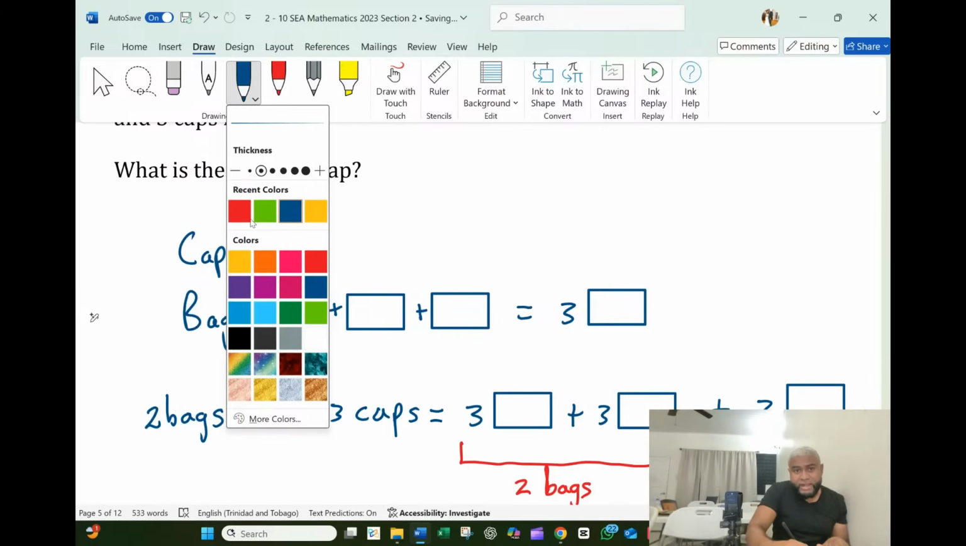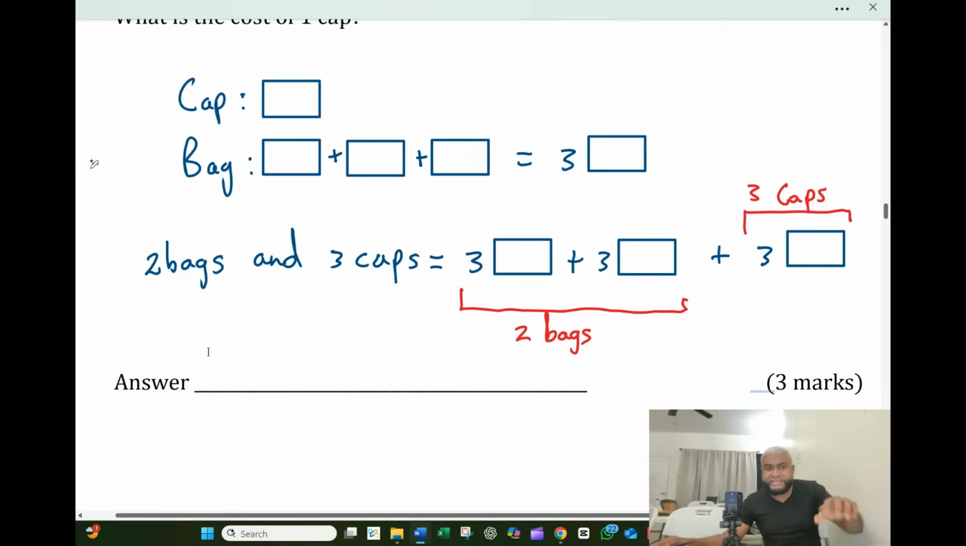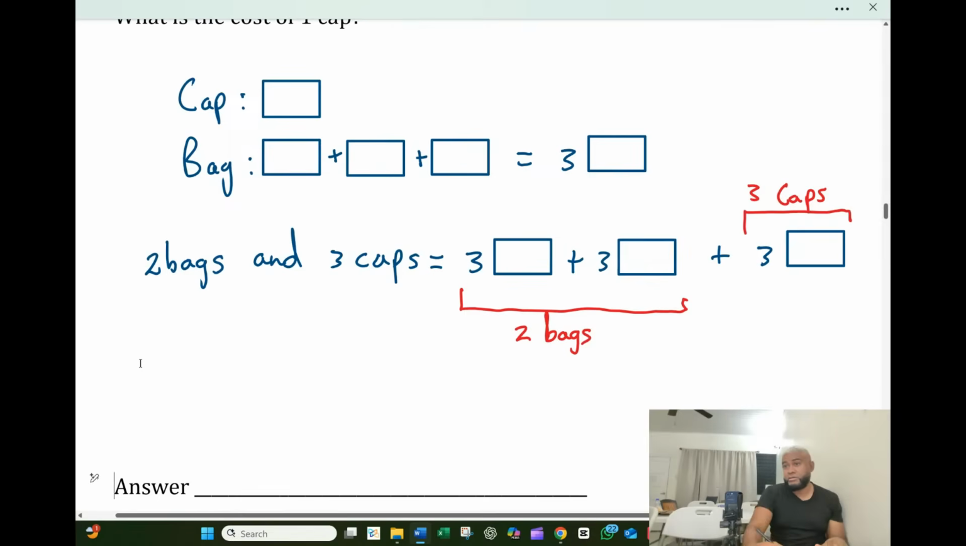So let me go red. Boom. This would be 3 caps. Tell me if you're with me now. You're with me? So, how many boxes do we have in all here, my sisters and brothers? How many boxes do we have in all? 9. Could I say 9?